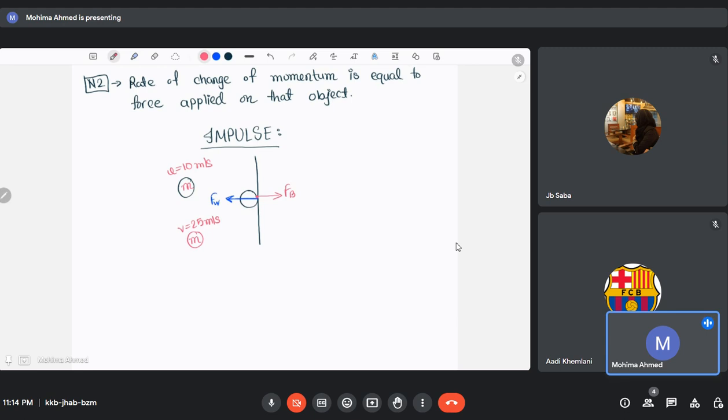Impulse is a concept for change in momentum, and also in terms of force and time. Impulse explains how the momentum changes before and after collision.